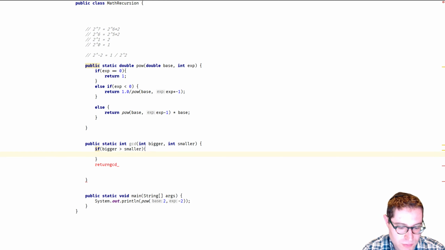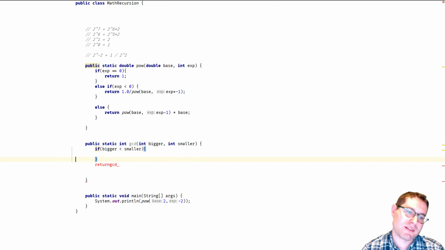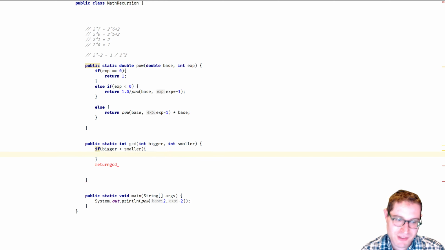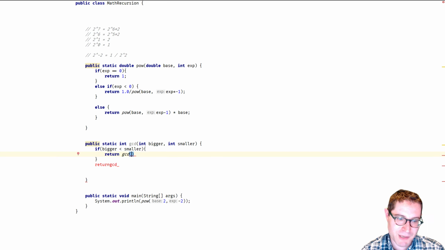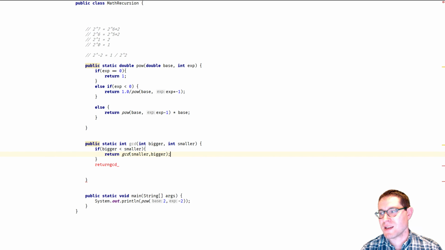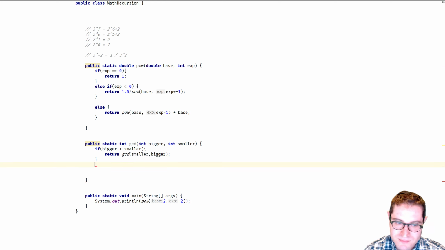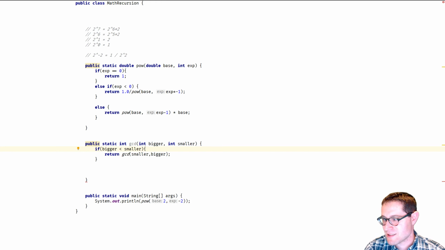We should, if bigger is less than smaller, right? If bigger is actually the smaller number, then we are just going to flip them, return, and we're not even going to bother swapping them. We're just going to be lazy about this and call greatest common denominator on smaller and bigger, which will do the same thing. They'll just swap it for us. Right? It's a recursive way to solve this problem where we could just swap those numbers. Okay, the big thing about recursion is that you're making every decision a local decision.